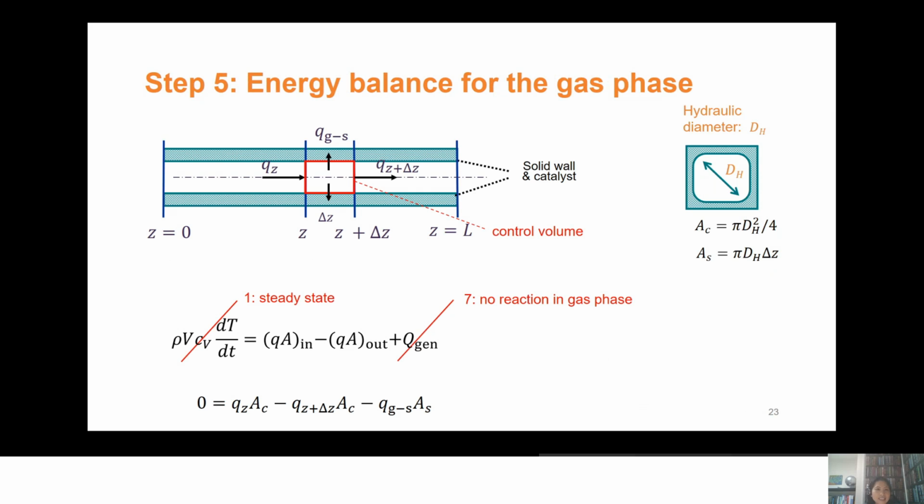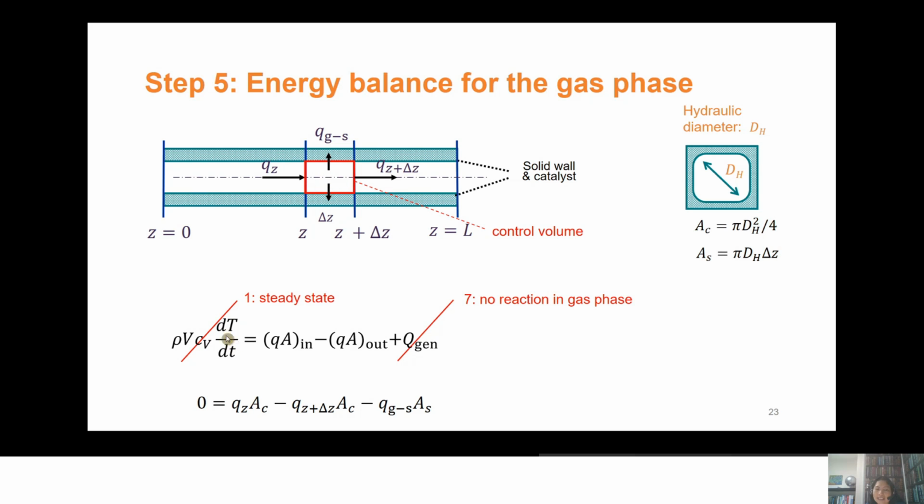Okay, so the next thing to do is the energy balance, because we need our temperature profile. So let's now do the energy, the gas phase temperature as a function of Z. So let's start again with the gas phase. Our control volume again is the control volume that we used when we did the material balance for the gas phase. Here it is.